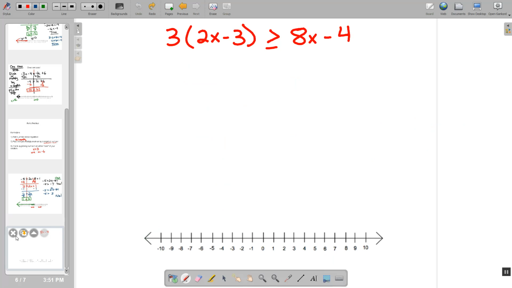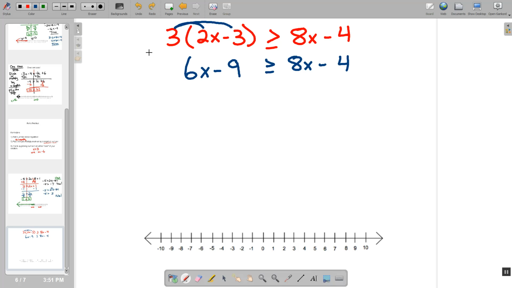Let's do one that's a little bit harder, adds an extra step in here, which is the distributive property, everyone's favorite. So this is going to be 3 times what's inside. The shortcut is to multiply each term by 3. So I get 6x minus 9 is greater than or equal to 8x minus 4.